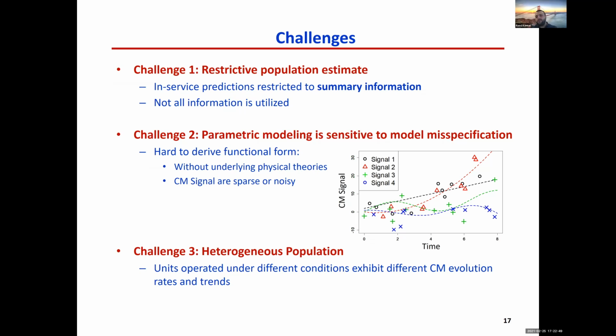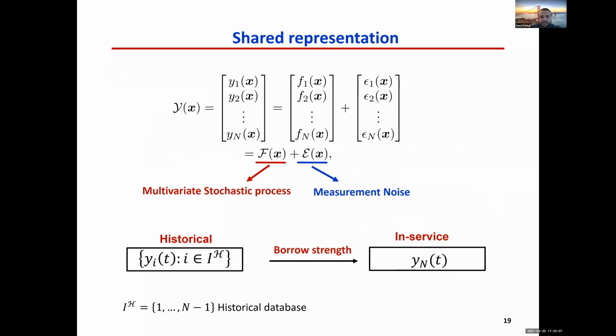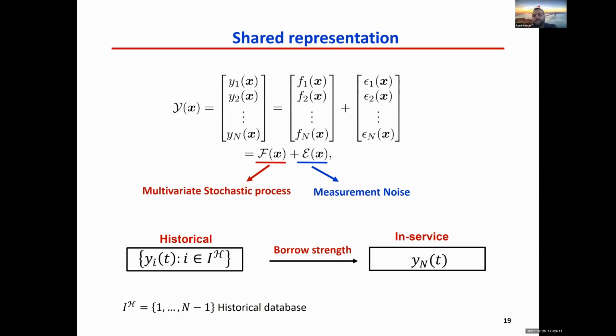So one simple solution is, for example, to cluster your data and fit population perspectives. But then the question is, do the data fit in clusters, and how do they fit in clusters? So this is where a different perspective comes into play, which is a transfer learning perspective. The basic idea of the transfer learning perspective is simple.